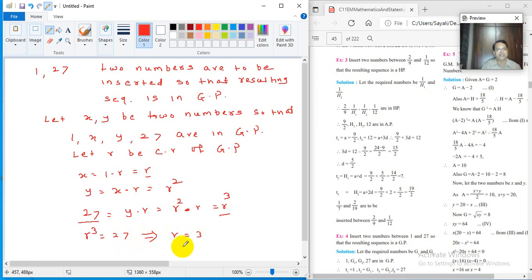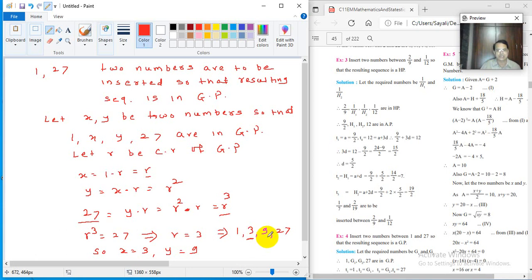27 हा कशाचा क्यूब आहे? 3चा. सो r is 3. Now once you get r is 3, everything can be done because now the terms will be what? इथे तुम्ही काय लिहिलंय बघा, x म्हणजे r आहे त्यामुळे x ची व्हॅल्यू 3 झाली आणि y म्हणजे r स्क्वेअर आहे त्यामुळे y ची व्हॅल्यू 9 झाली, 3चा स्क्वेअर. सो x इज इक्वल टू 3, y इज इक्वल टू 9. ह्या दोन टर्म्स मी इन्सर्ट करणार मध्ये, 1, 3, 9, 27. सो राईट, दॅट इम्प्लाइज 1, 3, 9 and 27.